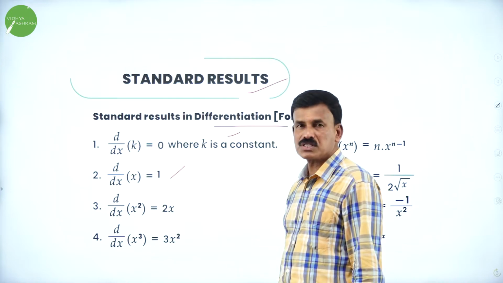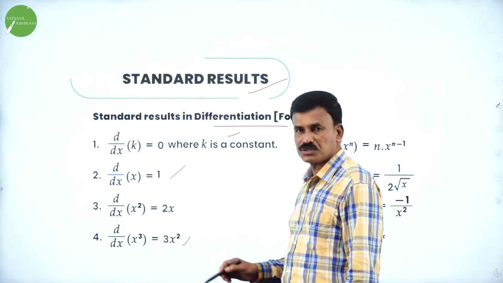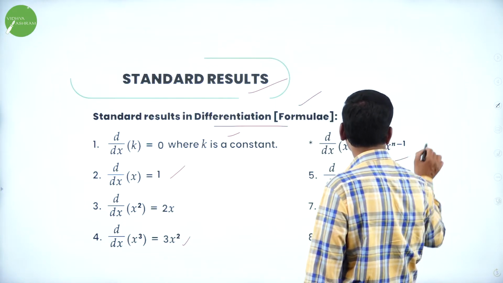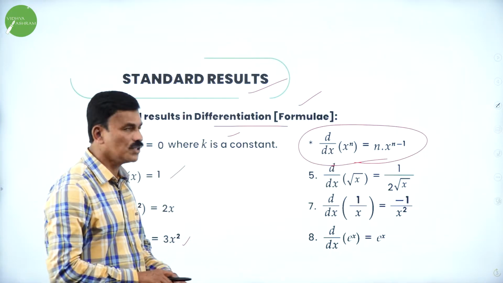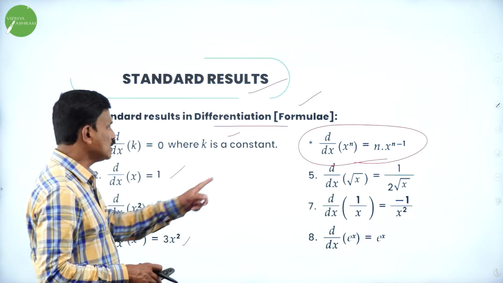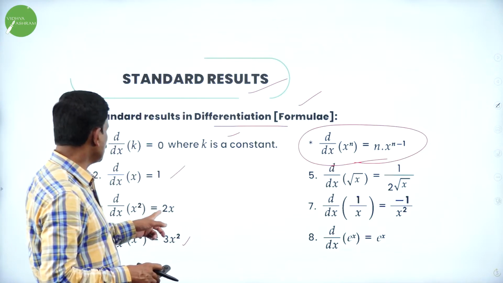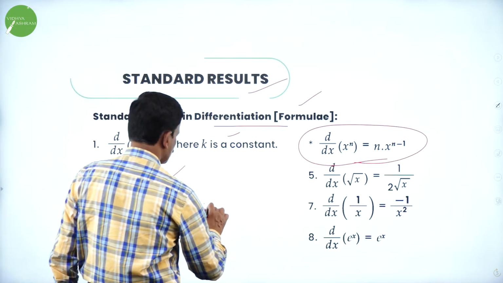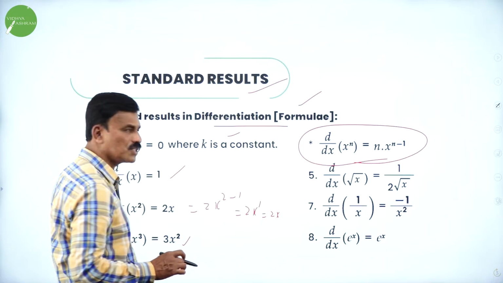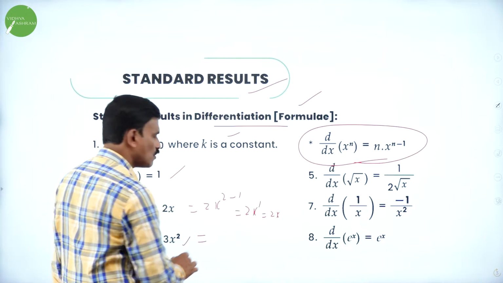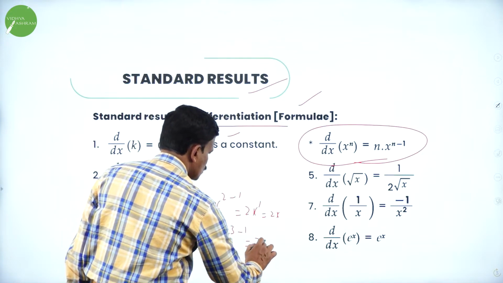And d by dx of x square, differentiation of x square is equal to 2x, and similarly d by dx of x cube is equal to 3x square, and d by dx of x raised to n is nx to the power of n minus 1, where n is any rational number. Based on this, we are going to derive. So d by dx of x square, using d by dx of x to the power of n, we have n is equal to 2 into x to the power of 2 minus 1, that's equal to 2x power 1 is equal to 2x. So, derivative of x square is 2x, and similarly for x cube, n is equal to 3, 3x to the power of 3 minus 1, that is 3x to the power of 2.